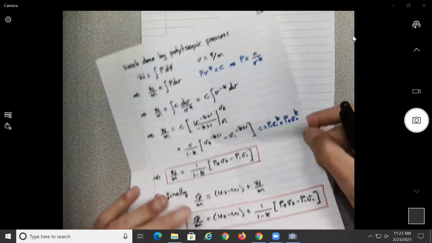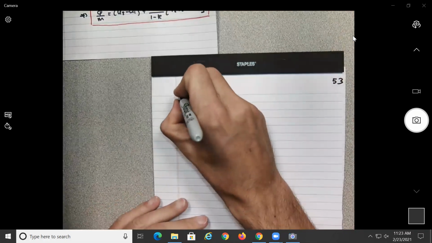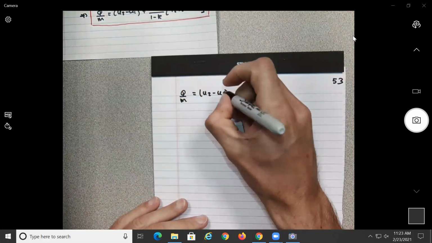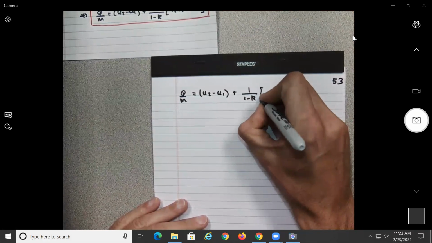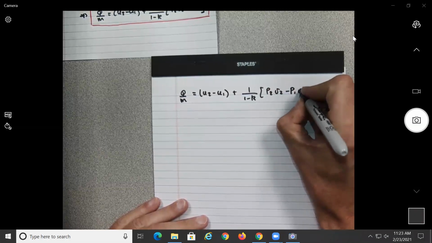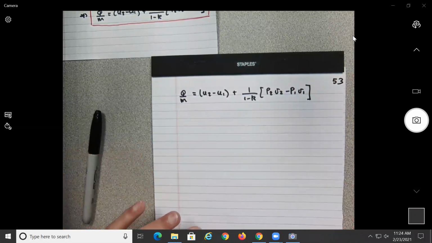All right, so page 53, keep that page over here. Let me rewrite it very quickly. Q over M equals U2 minus U1 plus 1 over 1 minus K, times P2 V2 minus P1 V1. Okay, so let me go back to all the calculations we did and see what we have.